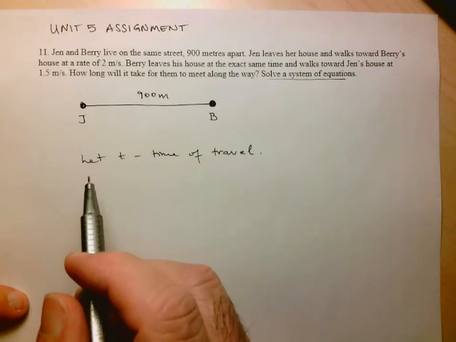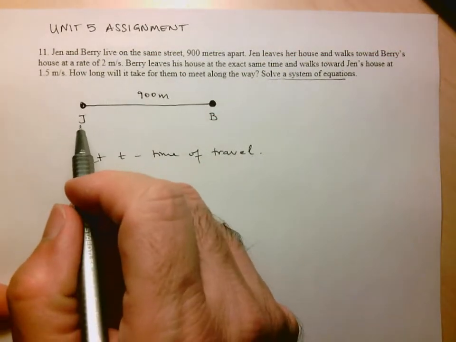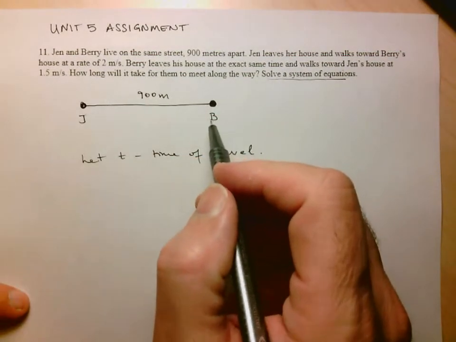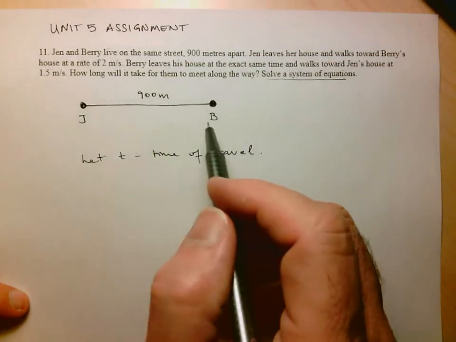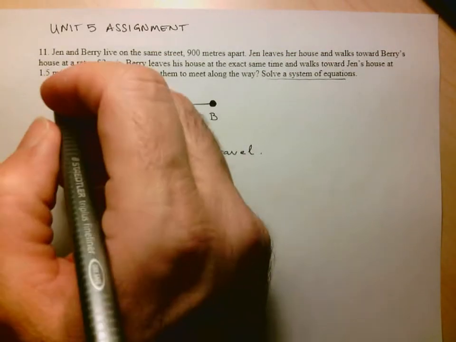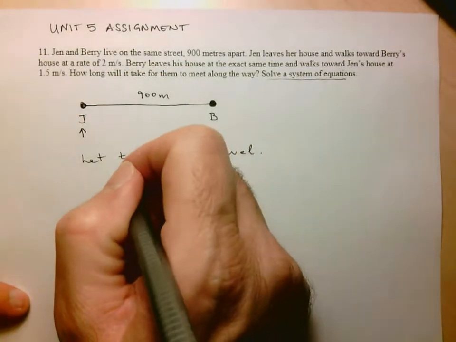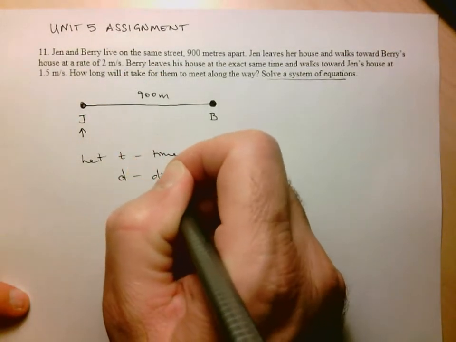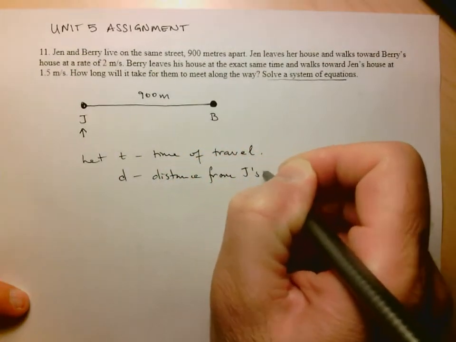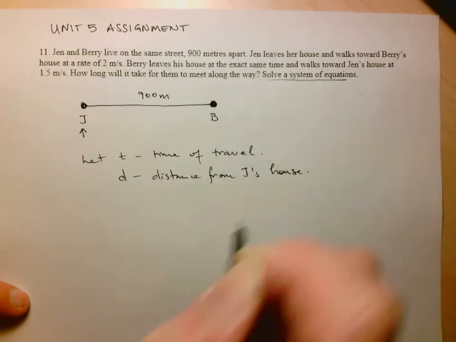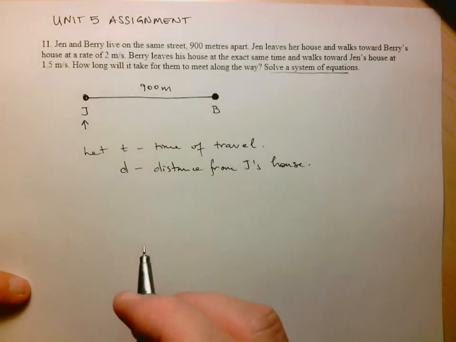Well, I would say we have two obvious choices. One would be measuring the distance from Jen's house, the other measuring the distance from Barry's house. You can solve this problem using either one. I'll use Jen's house as the point of reference. So we're going to let d be the distance from Jen's house. Now that we have our variables, let's try to write an equation.